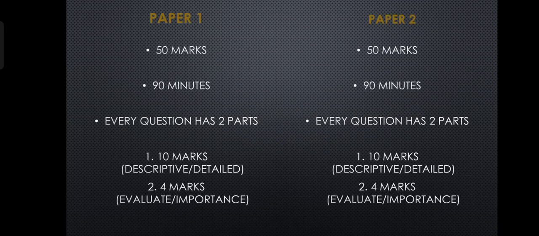In this video, I'm going to explain the paper pattern of O-Level Islamiat 2058. O-Level Islamiat consists of two papers, paper 1 and paper 2, both of which are worth 50 marks. The time allotted for both papers is 90 minutes and every question has two parts. Part A is worth 10 marks, in which you have to write a detailed and descriptive answer to the question, whereas part B consists of 4 marks questions in which the examiner asks you to write the importance or evaluation of a topic.